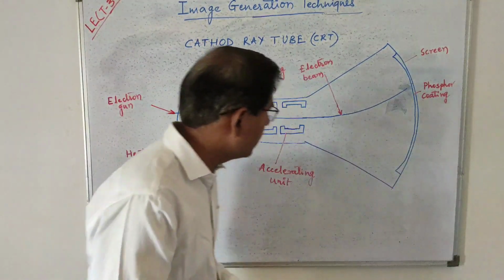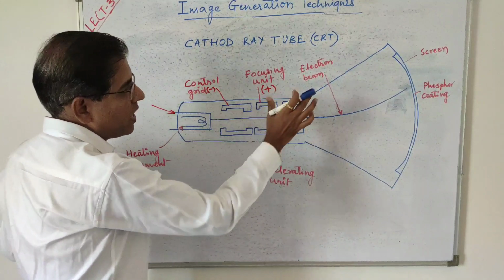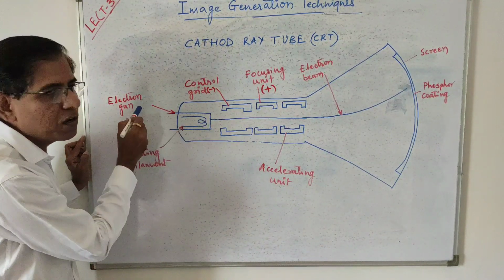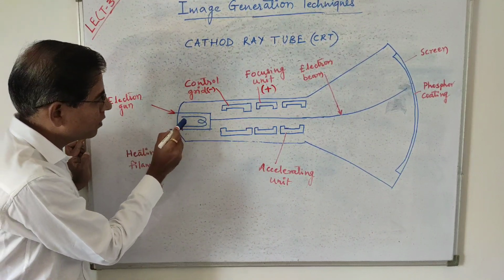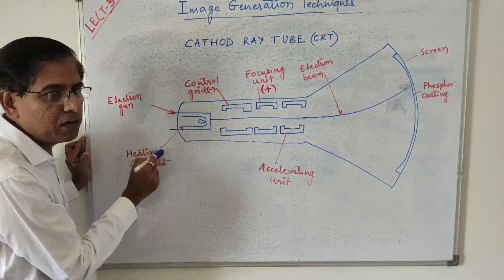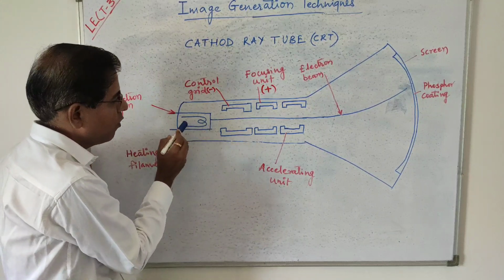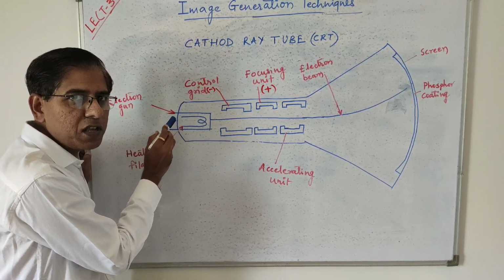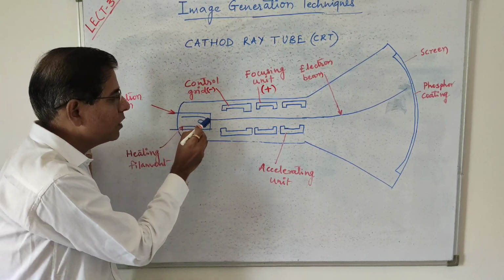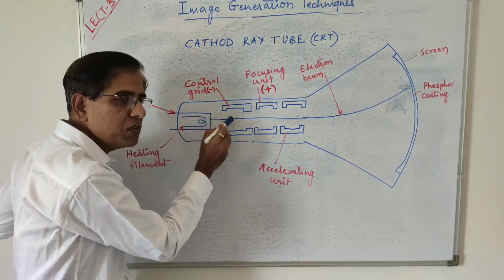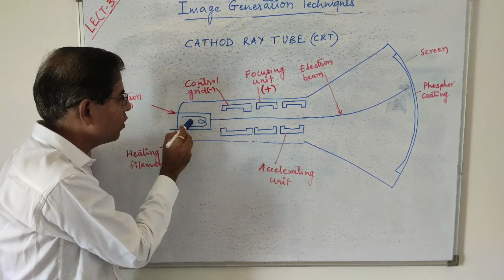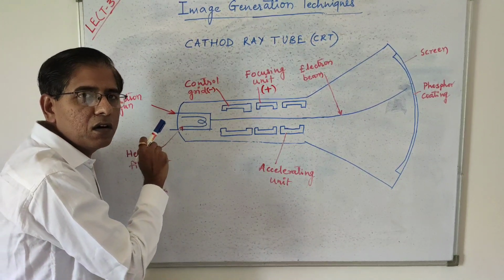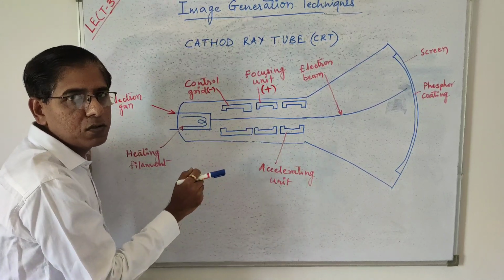So this is a diagram of a cathode ray tube. This is an electron gun, and in this electron gun there is a heating filament. A very high voltage is given to this heating filament, and because of this high voltage the electrons start emitting from this electron gun. So the function of this electron gun is to emit the negatively charged electrons.